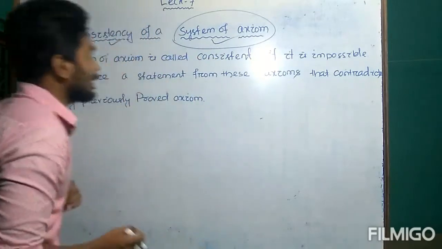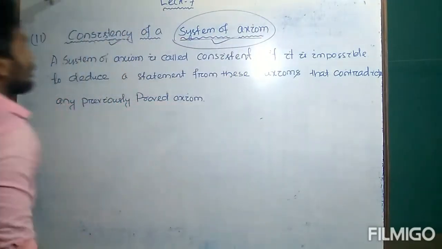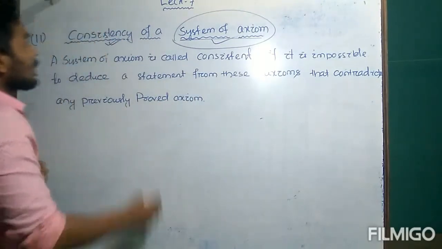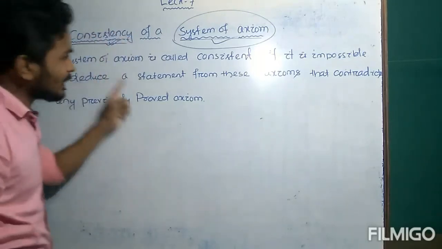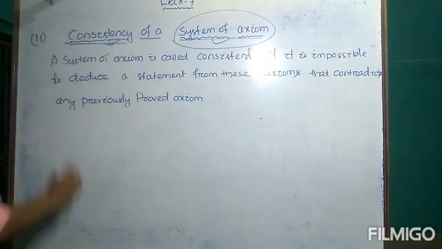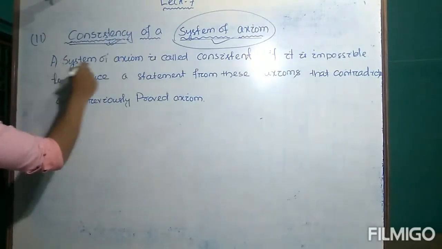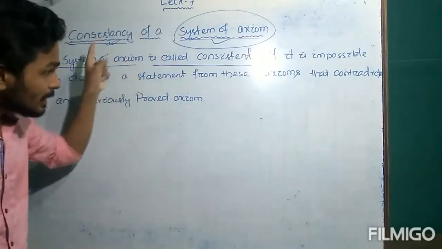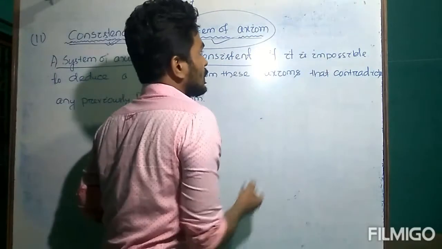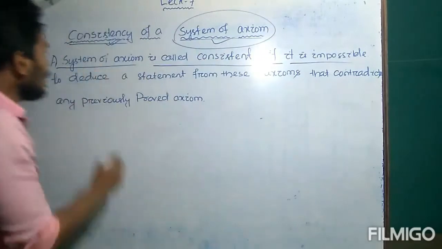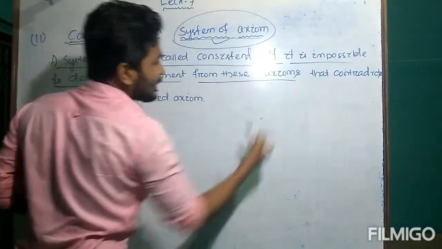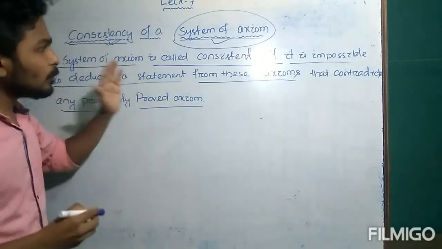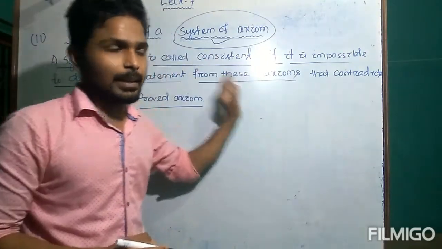Understood? So now we have to prove here whether a system of axioms is consistent or inconsistent. We will discuss what is the meaning of consistent and inconsistent in this statement. So let's understand the statement. It is given that a system of axioms is said to be consistent when, if it is impossible to deduce a statement from these axioms that contradicts any previously proved axiom. Now we have to first understand this concept clearly, bit by bit.